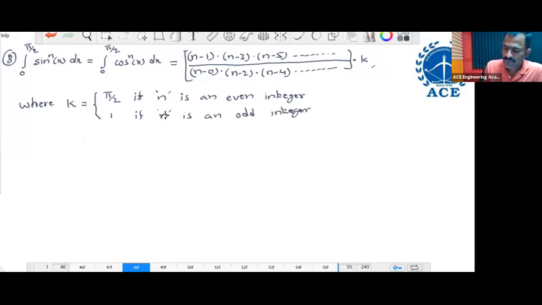And also this n should be a natural number. This property or this standard integral works only for positive integer powers. That is why small n belongs to capital N. Capital N means the set of all natural numbers only. This property works only for positive integer powers, that is 2, 3, 4, 5, 6 like this only. Not for fractions, not for negative numbers, not for rational numbers.